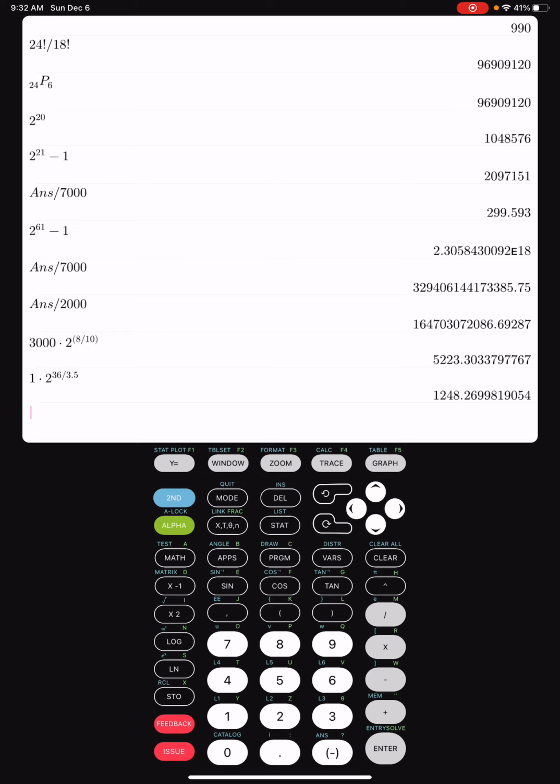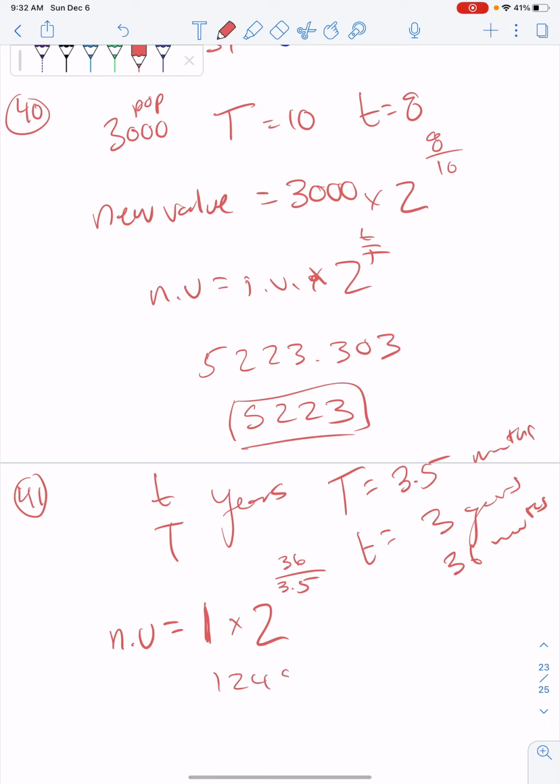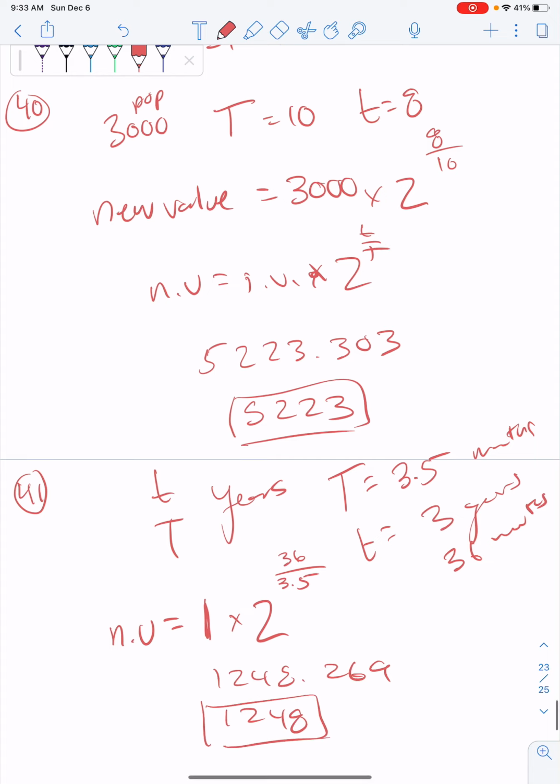Okay, so I'm going to do 1 times 2 raised to the 36 divided by 3.5. And I get 1248.269. And it wants me to round to the nearest whole number. So 1248 would be my answer for the first part.